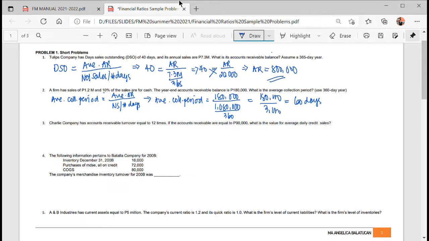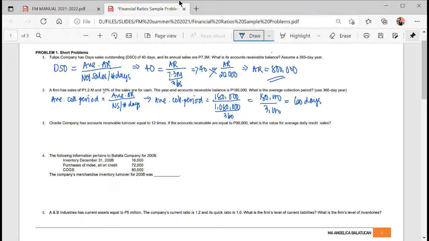So what does this mean? In the entire 360 days, or in the entire year, it will take you how many days to collect your receivables? So that's 60. If you're going to compute how many times a year can you successfully collect completely, that would be 6 times a year. So therefore, 6 times ta makakollect og cash. And 6 times pod, mabalik ang money, pwedeng mabalik ang money into operations or can be used for other purposes.